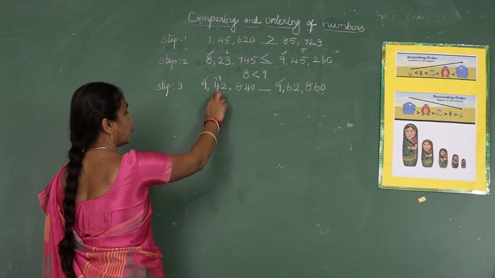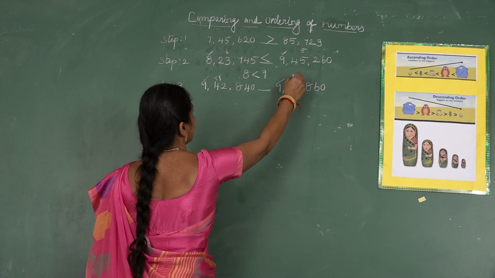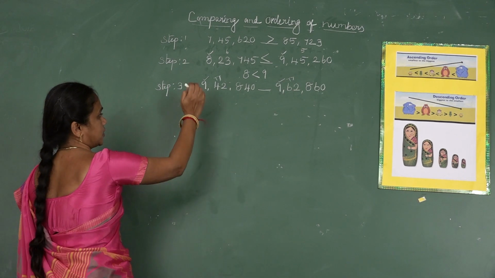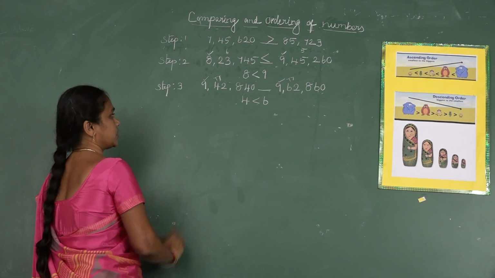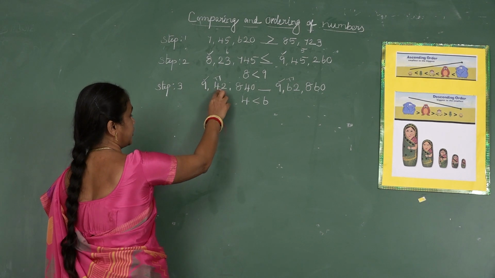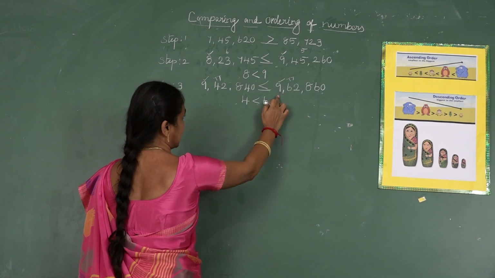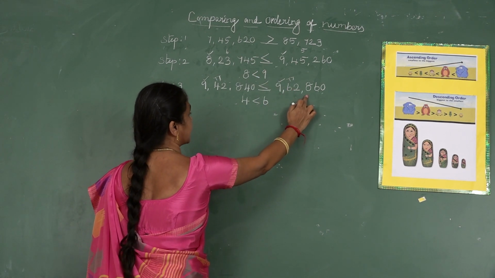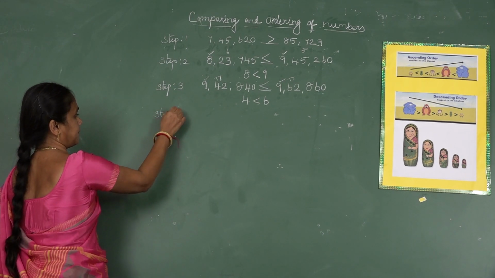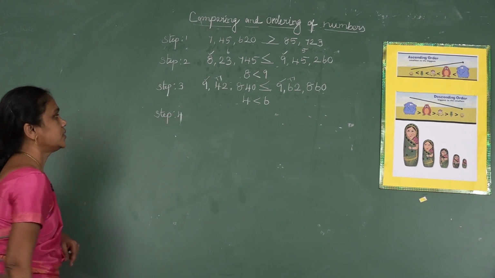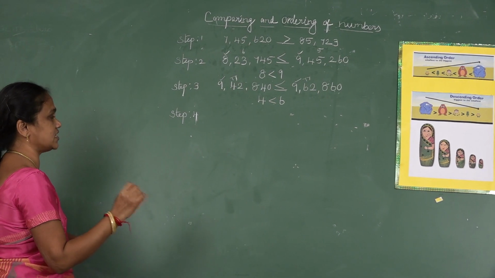In this number, 4 is in 10,000 place. In this number, 6 is in 10,000 place. 4 is less than 6. So, 9 lakhs 42,840 is less than 9 lakhs 62,860. Step 4. If the lakhs and 10,000 digits are same, we compare 1,000 digits.